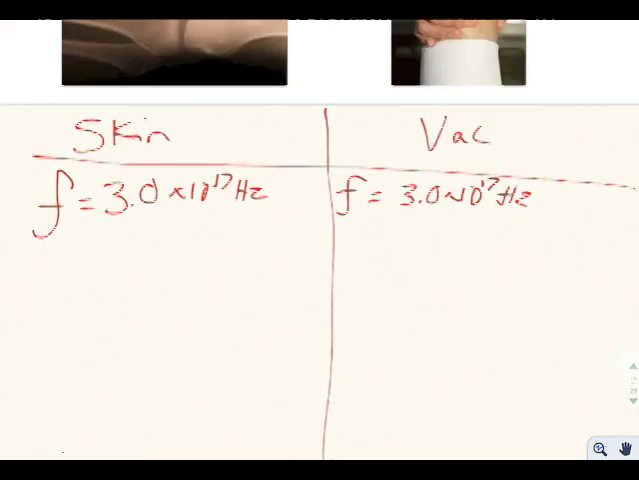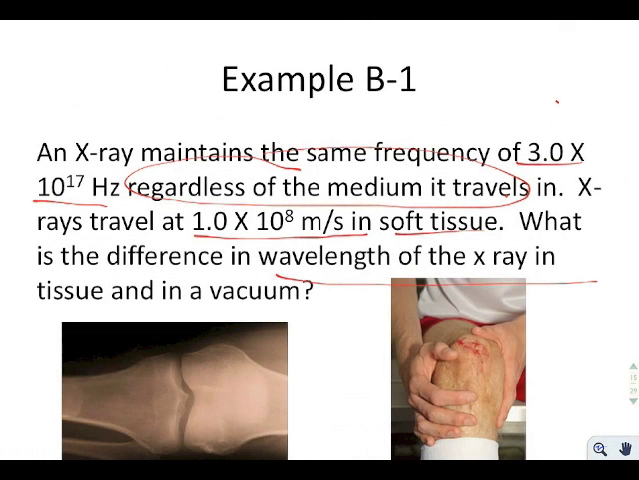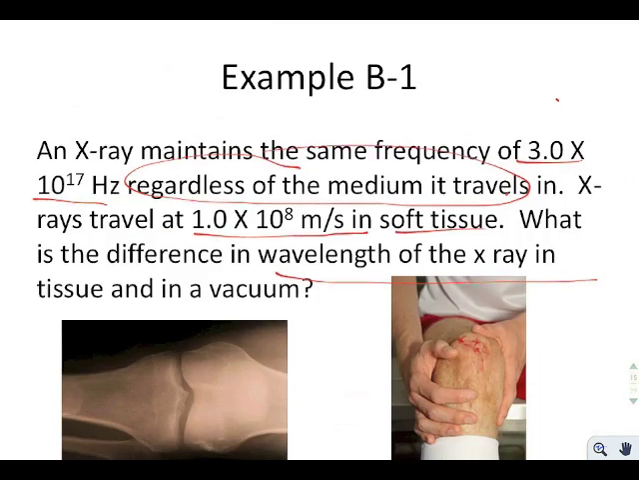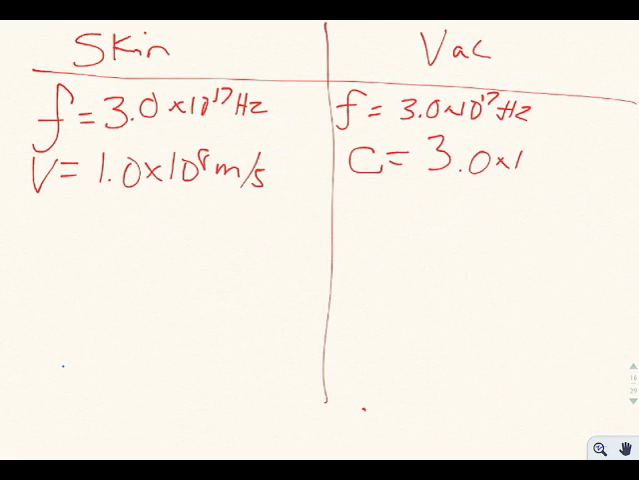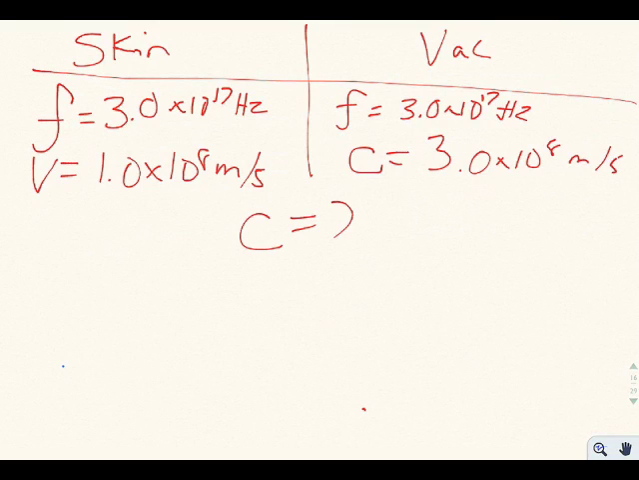Now, what else do we know? If you come back here, it says X-rays travel at 1 times 10 to the 8th in soft tissue. So we know that in the skin, the velocity is 1 times 10 to the 8th meters per second. And we know in a vacuum that light always travels at 3 times 10 to the 8th meters per second. We have enough information to use our formula, which is c equals lambda f.